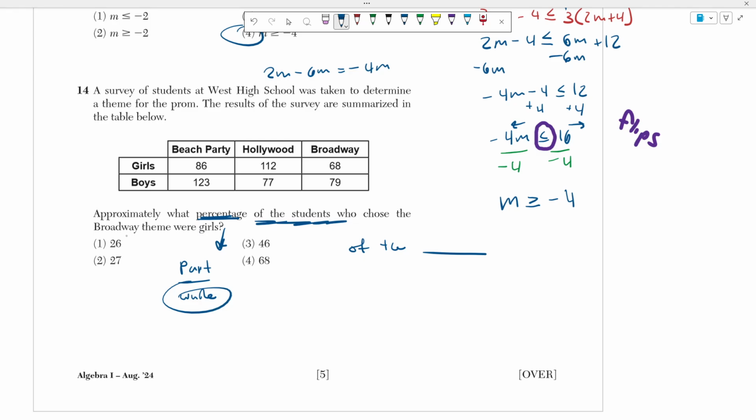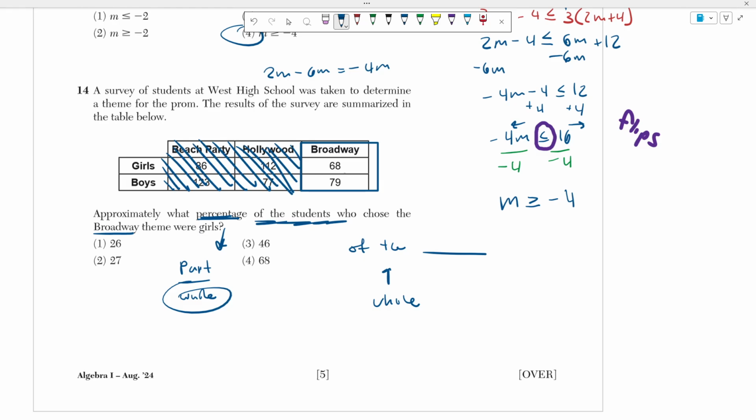So of the students who chose the Broadway theme, that means that I'm only looking at the students who did choose the Broadway theme. This box right here is representing the people who chose the Broadway theme. I'm looking out of them, right? This is going to be my whole because of the blank gives you your whole. So you can cross out the rest of this table. You will never ever use the rest of this table for this problem because they told you to only look out of the Broadway people.